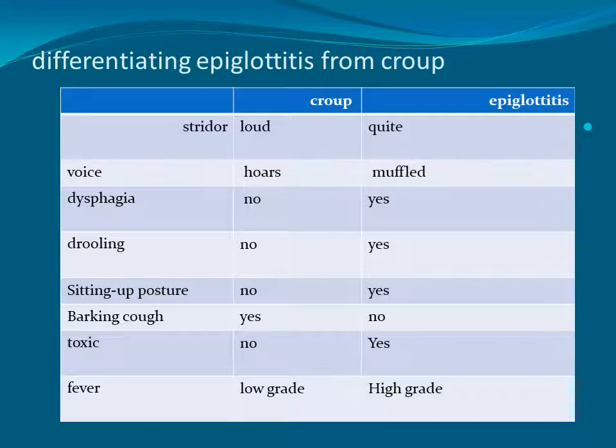The barking cough characteristic of croup is absent in epiglottitis. Toxicity is not in a patient with croup, it's present in a patient with epiglottitis. And fever is low grade in croup and high grade in epiglottitis. So other than this differentiation, a baby with epiglottitis usually has sudden onset. It is a bacterial infection and croup is a viral infection. Also the age of attack is usually younger in croup rather than older in epiglottitis.